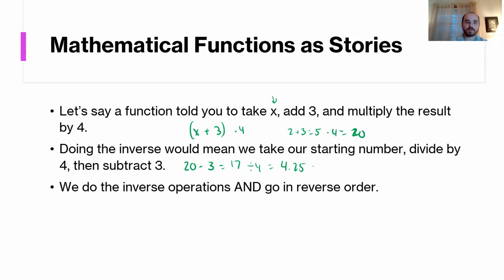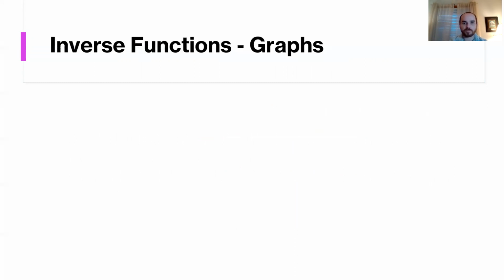However, if we do them in reverse order, we'd get 20 divided by 4, which gives us 5. Then we subtract 3, and that gives us 2, which is what we started with. So we need to do the inverse operations and go in the reverse order. Hopefully that makes some sense conceptually. Now, we can also look at inverse functions as graphs and as data tables. We're going to do both of those things before we get to the fancy math parts.